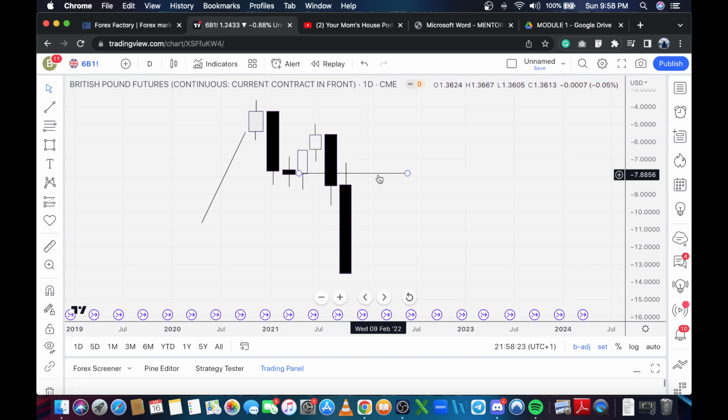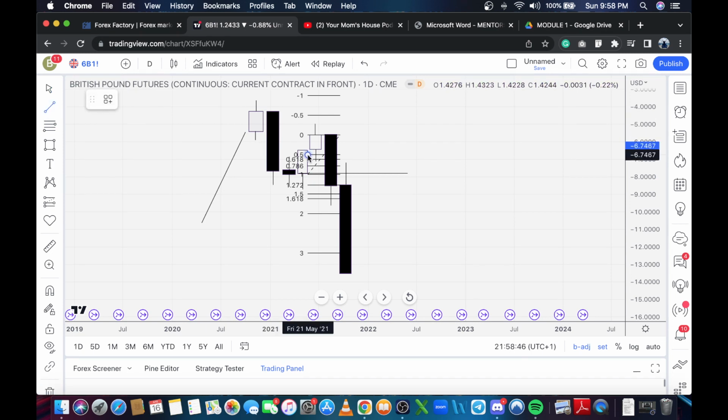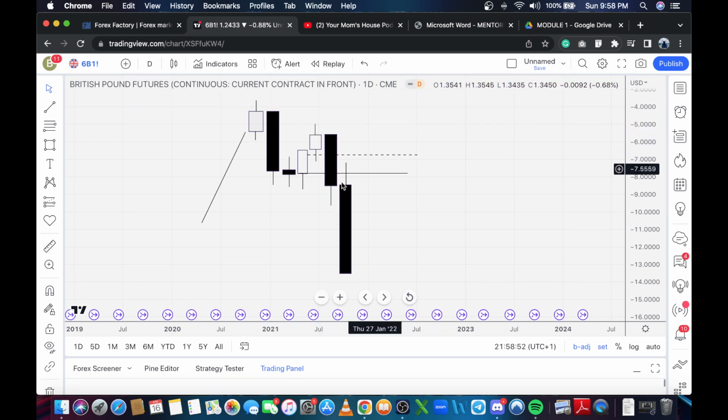And our rule with a propulsion block is we never want to see price close above the mean threshold of the propulsion block. The mean threshold of a propulsion block is measured by taking into factor the bodies of the candles. We're not concerned with the wicks. So we have two up candles here, so we're going to measure Fibonacci from high to low, and our mean threshold is the 50% of the range of the consecutive up close candles that traded up into the previous order block.